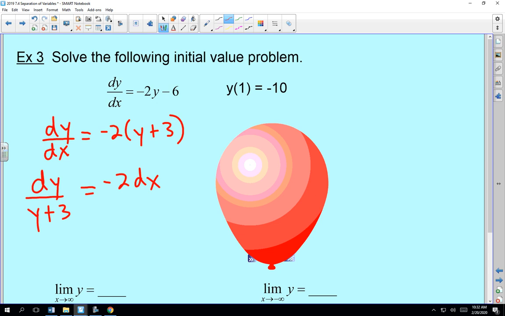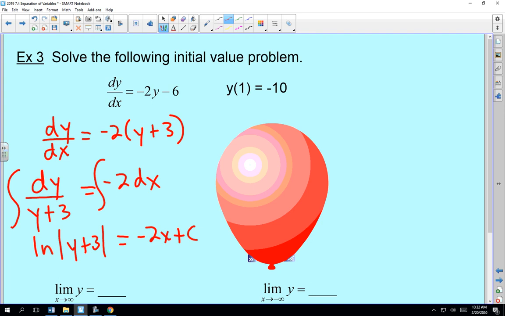So now we're ready to integrate each side. As I said, the left-hand side is ln of the absolute value of y plus 3. Don't forget that absolute value. And over on the other side, we have -2x plus c. So that's what we have so far: ln of y plus 3 equals -2x plus c. And we're going to go ahead and solve for c.